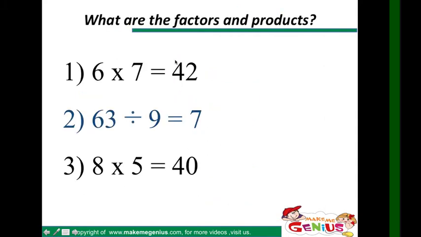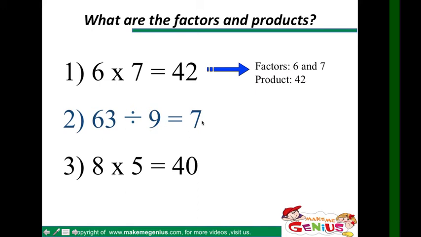Another, 6 times 7 equals 42. Here, the factors are 6 and 7, because if I divide 42 by either of them, I get a whole number. So the factors are 6 and 7, and the product is 42. 63 divided by 9 equals 7. 9 is one of the factors of 63. How did I say that? Because their quotient is a whole number, which is 7.